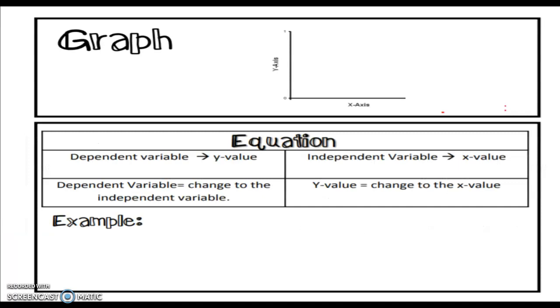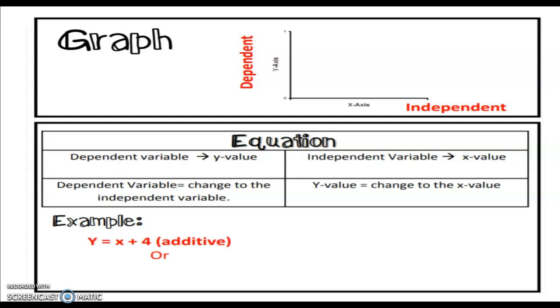Let's look at a graph. Remember, we have a graph with an x-axis and a y-axis. We know the y-axis represents the dependent variable, and the x-axis represents the independent variable. The dependent variable is the y value, and the independent variable is the x value. The dependent variable changes according to the independent variable, and the y value equals the change to the x value.